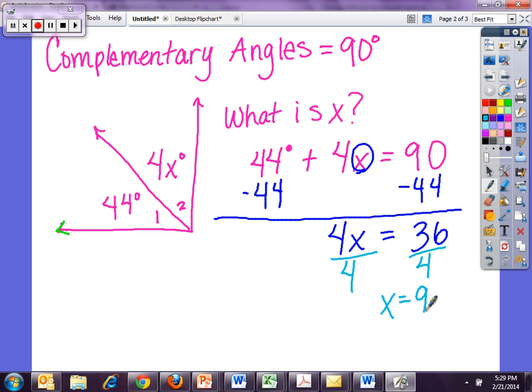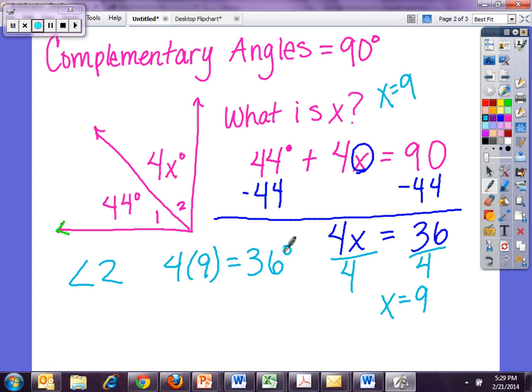Okay, so again, they can ask, what is x? Well, x equals 9. Or they could say, what is the measure of angle 2? I would just substitute it back in and say 4 times 9, which is 36 degrees. Okay, so we're going to work on that in class.